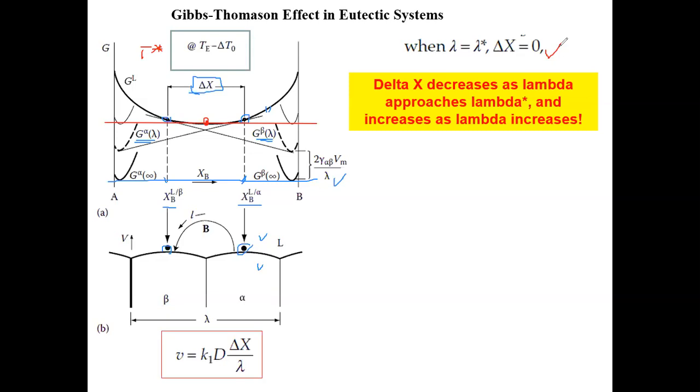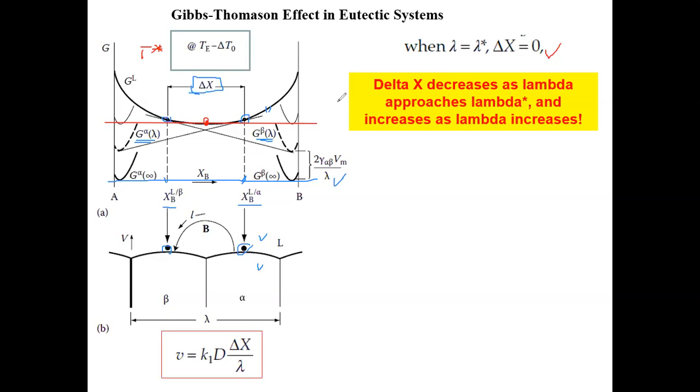But as you increase lambda, you clearly see that for lambda greater than lambda star, my free energy curve moved down a little bit, I increase my delta x, and I keep on doing this until lambda goes to infinity. That's going to give the lowest possible solid free energy curve location. And when you do the double tangent construction, you're going to get the largest delta x. So again, delta x is dependent on lambda, and when lambda equals lambda star, delta x equals 0.